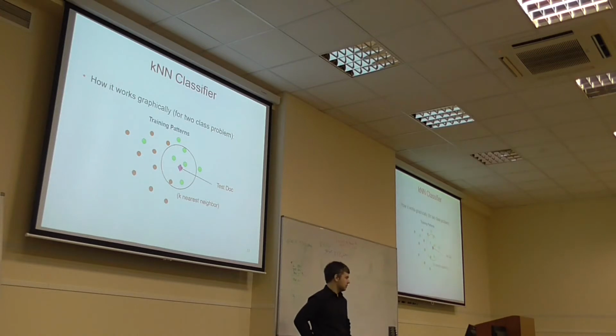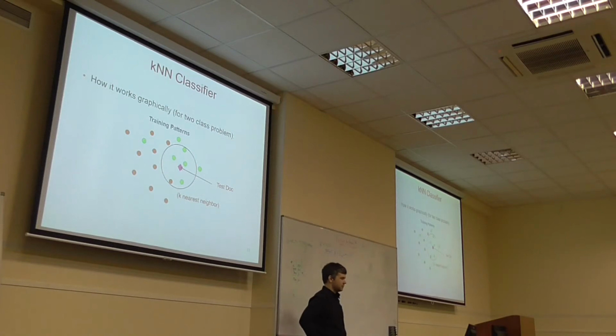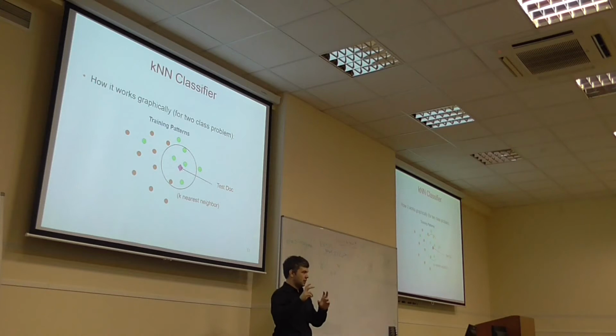Number of greens and orange in the radius. K here is 5. That's the point. It's not the number of greens, it's the number of neighbors we consider. So we draw a circle around those neighbors we consider.